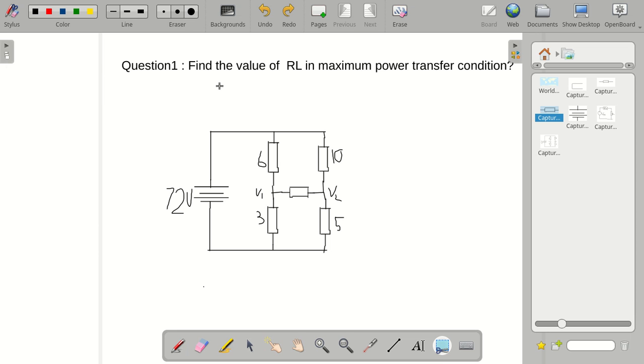Today I want to discuss an EEE job related question. The question is: find the value of RL in maximum power transfer condition for the following circuit. This is the circuit. Here the source voltage is 72 volt and there are two voltage dividers, one is 6 and 3 ohm, another is 10 and 5 ohm. We have to find out the value of RL. This is the RL resistance.